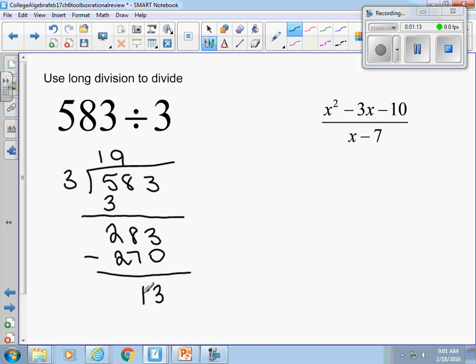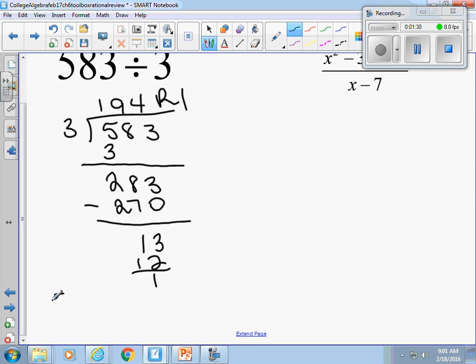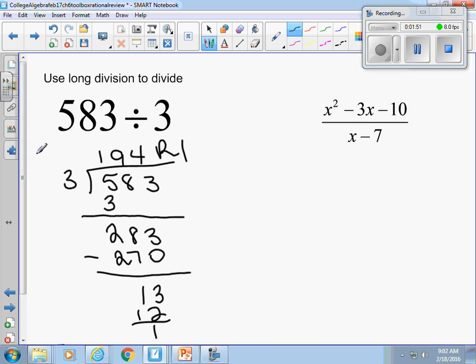And then you say 3 times what gives you something close to 13? And 3 does not go into 1, so that is our remainder, correct? There are a couple of things we could say about this, although this is probably beyond what we need for today. But we could say that 583 divided by 3 is 194 and 1/3. Right? We have 1/3 left over. There's a couple ways you could do that, but that's just long division from a long time ago.